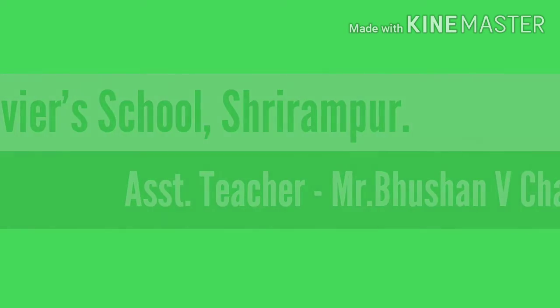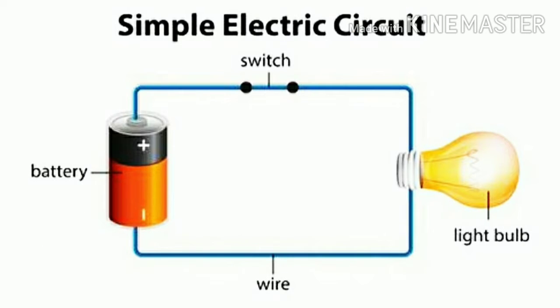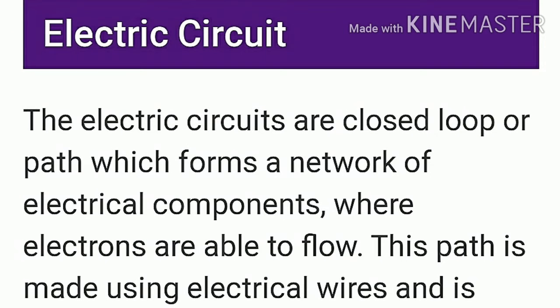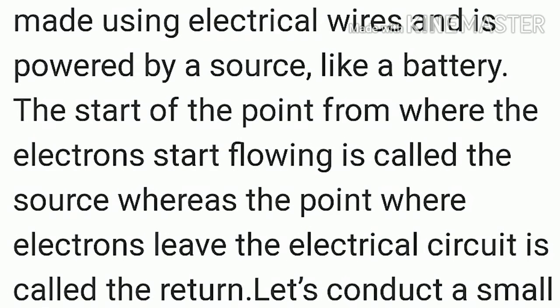Hello dear students. Today we are going to study about the electric circuit, its construction and working. Electrical circuits are closed loops or paths which form a network of electrical components where electrons are able to flow. This path is made using electrical wires and is powered by a source like a battery.